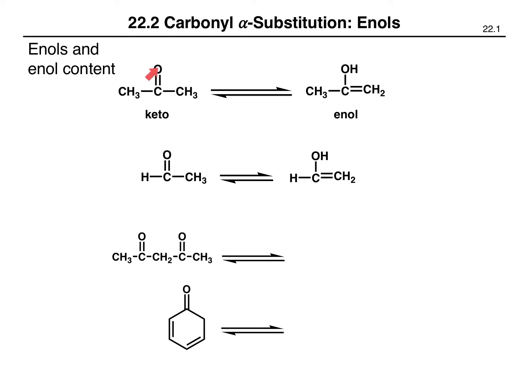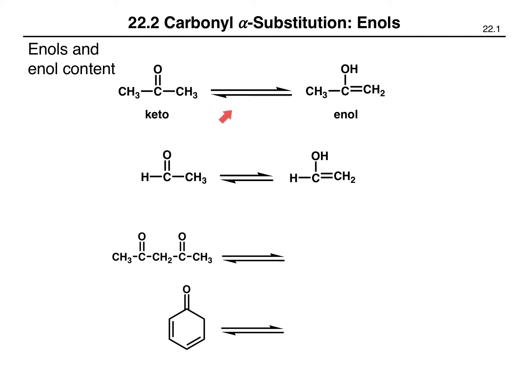So a ketone or an aldehyde is referred to as the keto form, where we have the C double bond O, and the keto form is in equilibrium with an enol form. So the ene because it's an alkene, ol because it's an alcohol. Notice that the carbonyl carbon was connected to the oxygen. It is still connected to an oxygen, but that's now an alcohol. And then either one of the carbons adjacent to the carbonyl becomes part of a double bond.